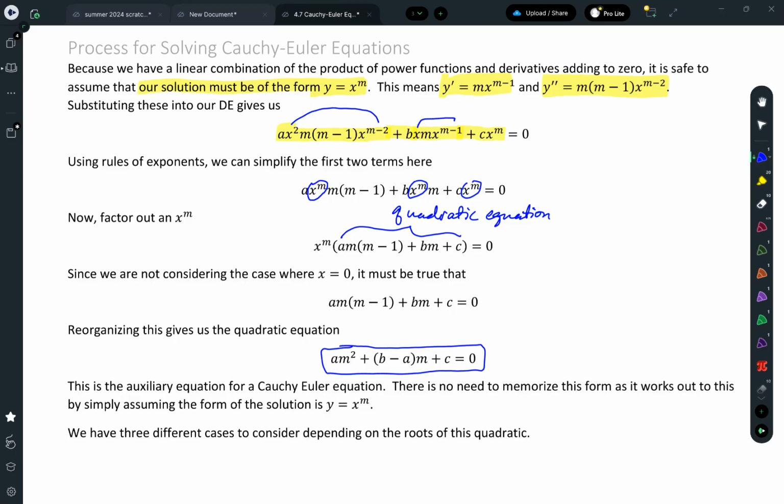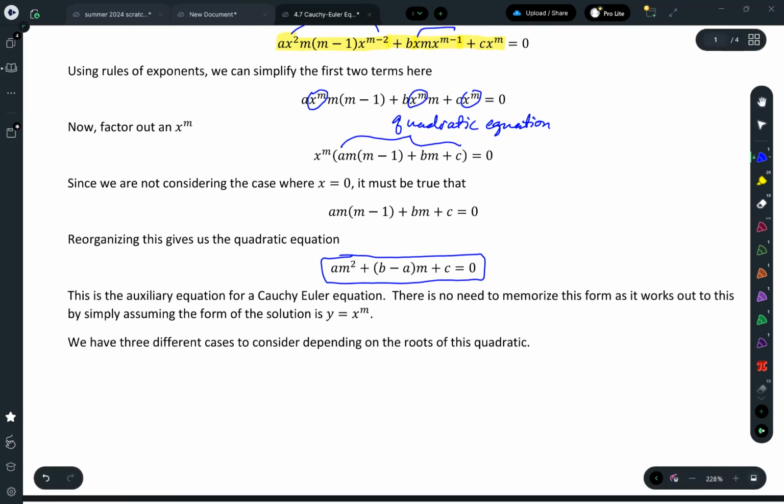We have a quadratic equation. The rules of algebra are ours to use, so we may as well just go ahead and combine all the like terms and factor as we know how to, and if it's not factorable, use a quadratic formula, okay? But this is the auxiliary equation for a Cauchy-Euler equation. And again, do not memorize it, just do the math, okay? You'll notice when I work through the examples, I'm not going to go back to that. I'm just going to go ahead and do the math.